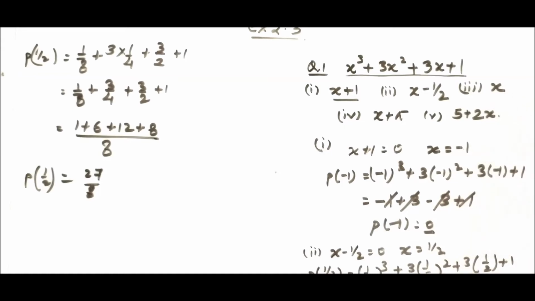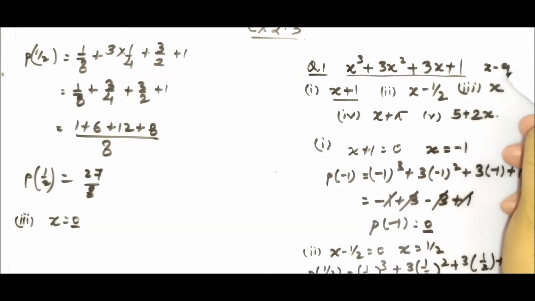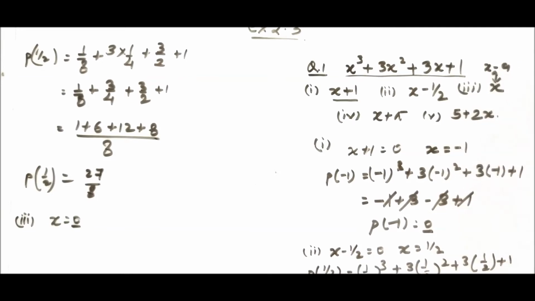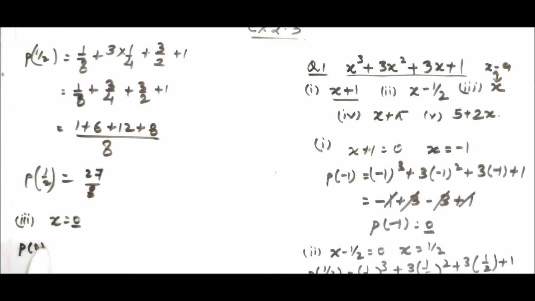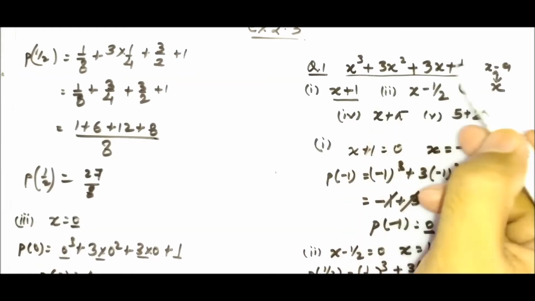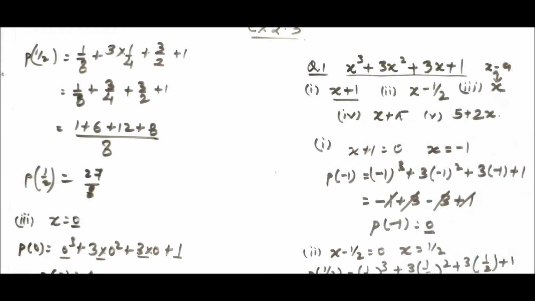Let us see the third part. Third part is what? x is equal to 0 if you compare. So we got x as 0 only because no constant is there. So if you compare this to x minus a, the value of a is 0 only. Put the value of x as 0 here. So p(0) is equal to 0 cube plus 3 into 0 square plus 3 into 0 plus 1. Each term will become 0 and this last one will remain. So p(0) we got as 1. So the remainder of this polynomial, if you divide it by x, we'll get as 1.